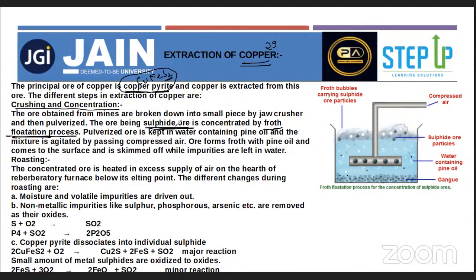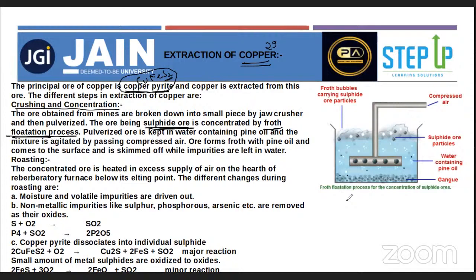Wherever sulfur is there, you see again group 16. We have read in periodicity that group 16 elements are normally ore forming. Now what we do is the pulverized ore is kept in water containing pine oil, and the mixture is agitated. Agitated means like when we put surf in a bucket of water and mix it with our hand. That is basically giving agitation.